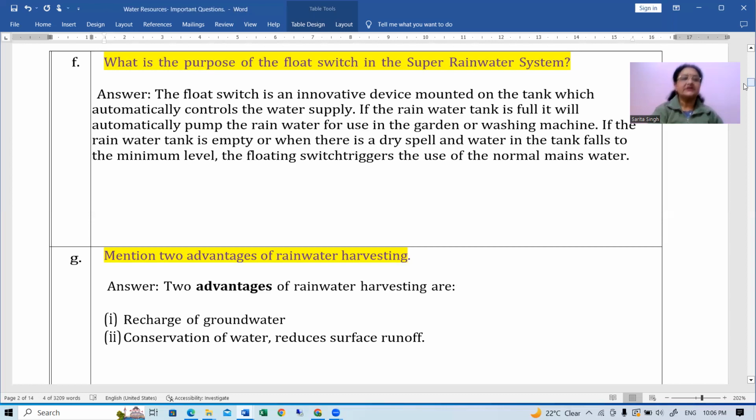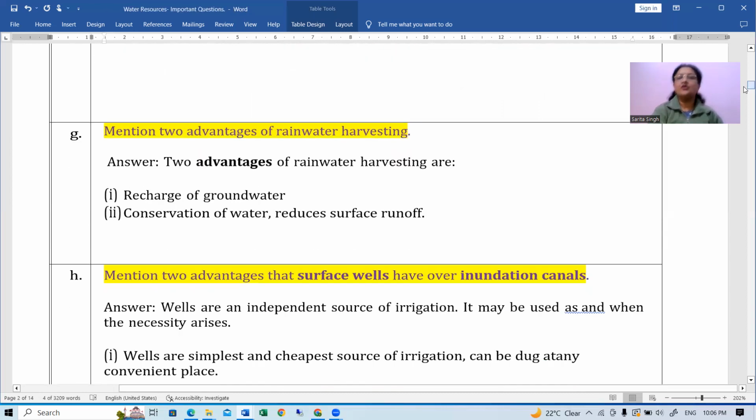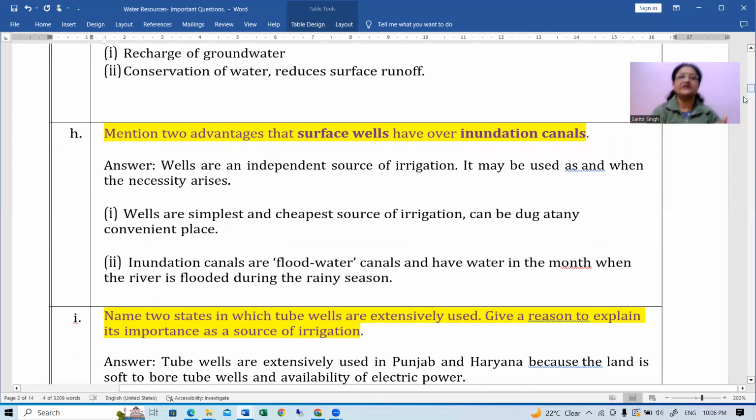Now, next is, mention two advantages of rainwater harvesting. Two advantages of rainwater harvesting are, as I told you in the earlier part, recharge of groundwater, and number two is conservation of water. It also reduces the surface runoff. Okay, so these are the advantages of it.